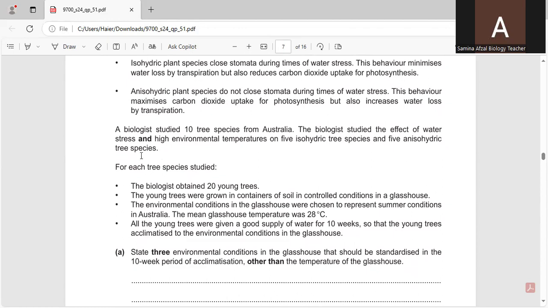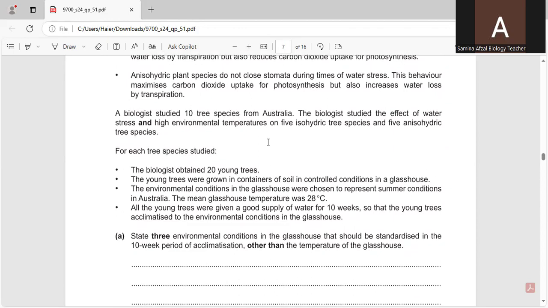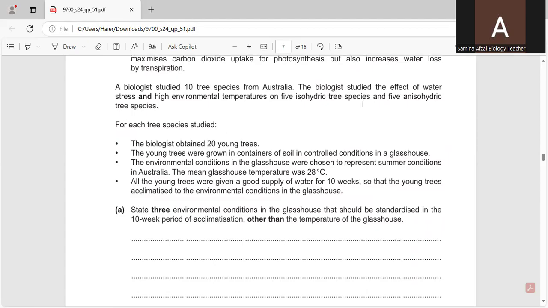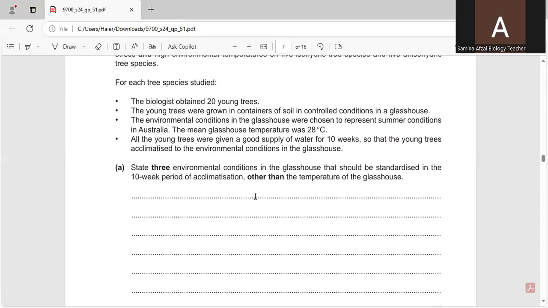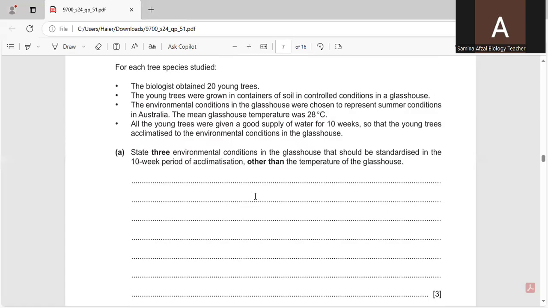A biologist studies 10 tree species from Australia. The biologist studied the effect of water stress and high environmental temperatures on 5 isohydric tree species and 5 anisohydric tree species. For each tree species studied, the biologist obtained 20 young trees. 20 young trees were taken for the study. The young trees were grown in containers of soil in controlled conditions in a glass house.